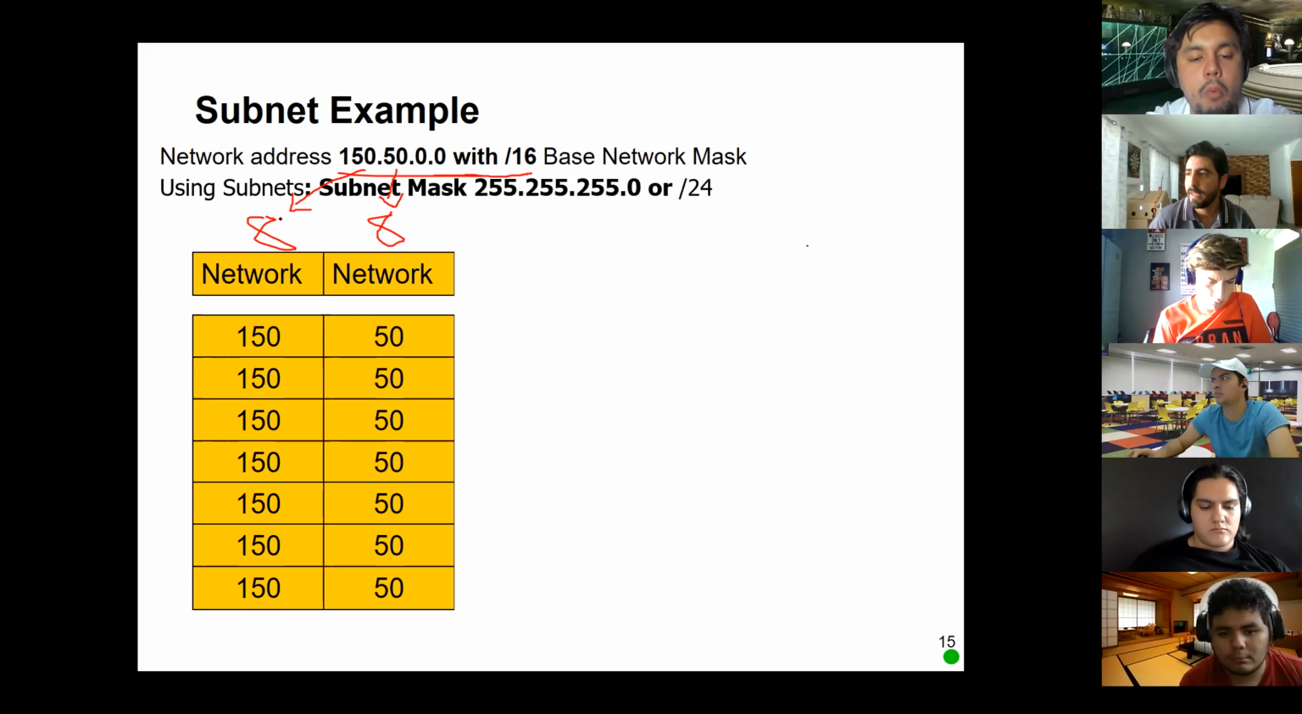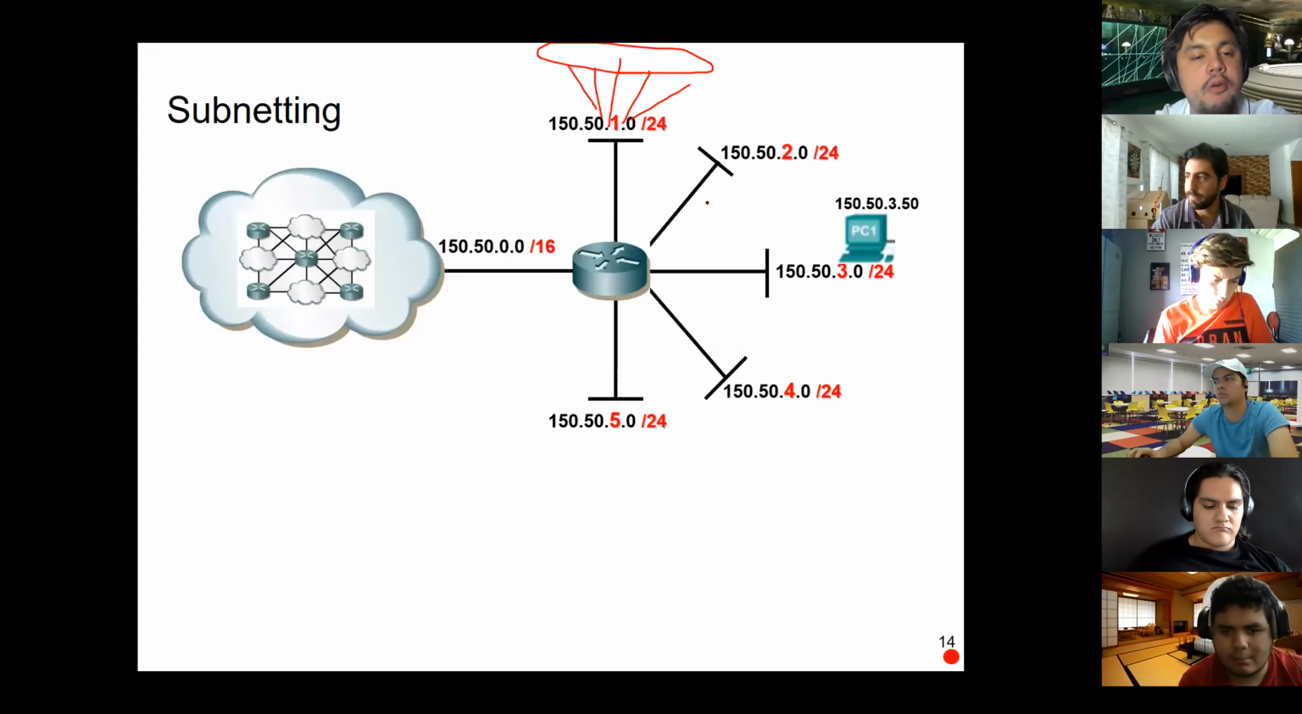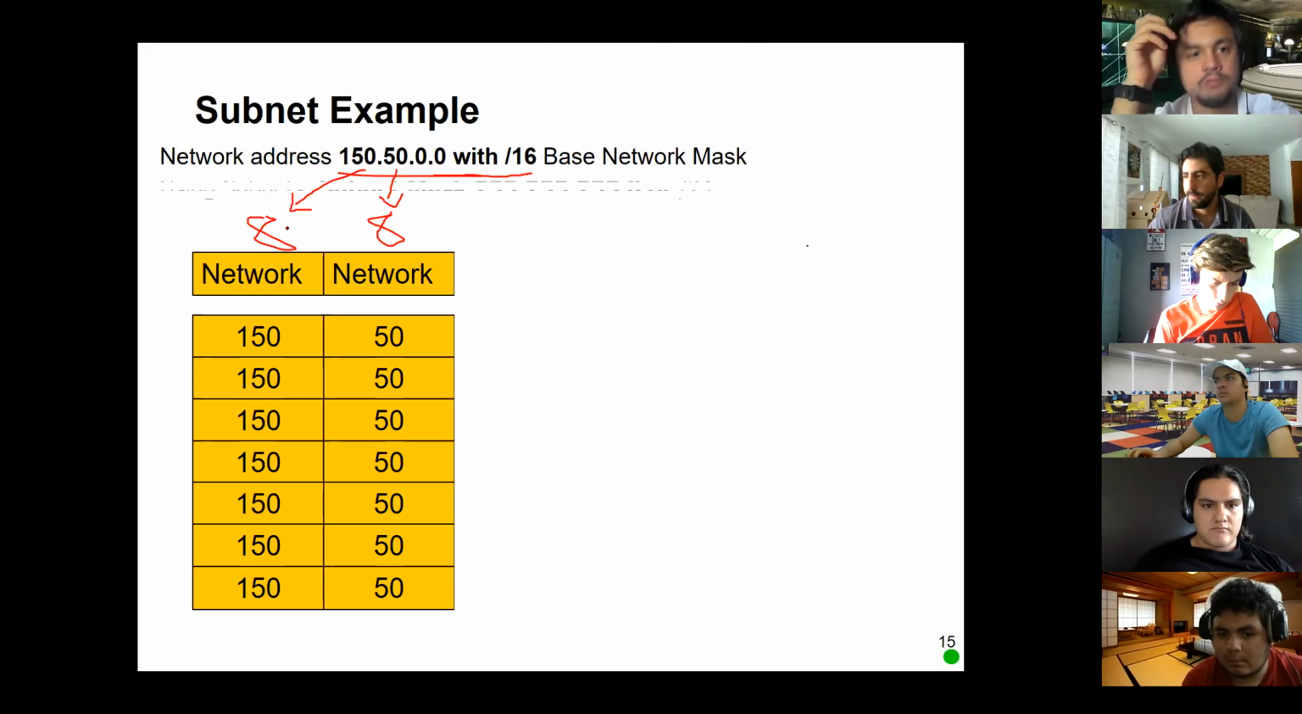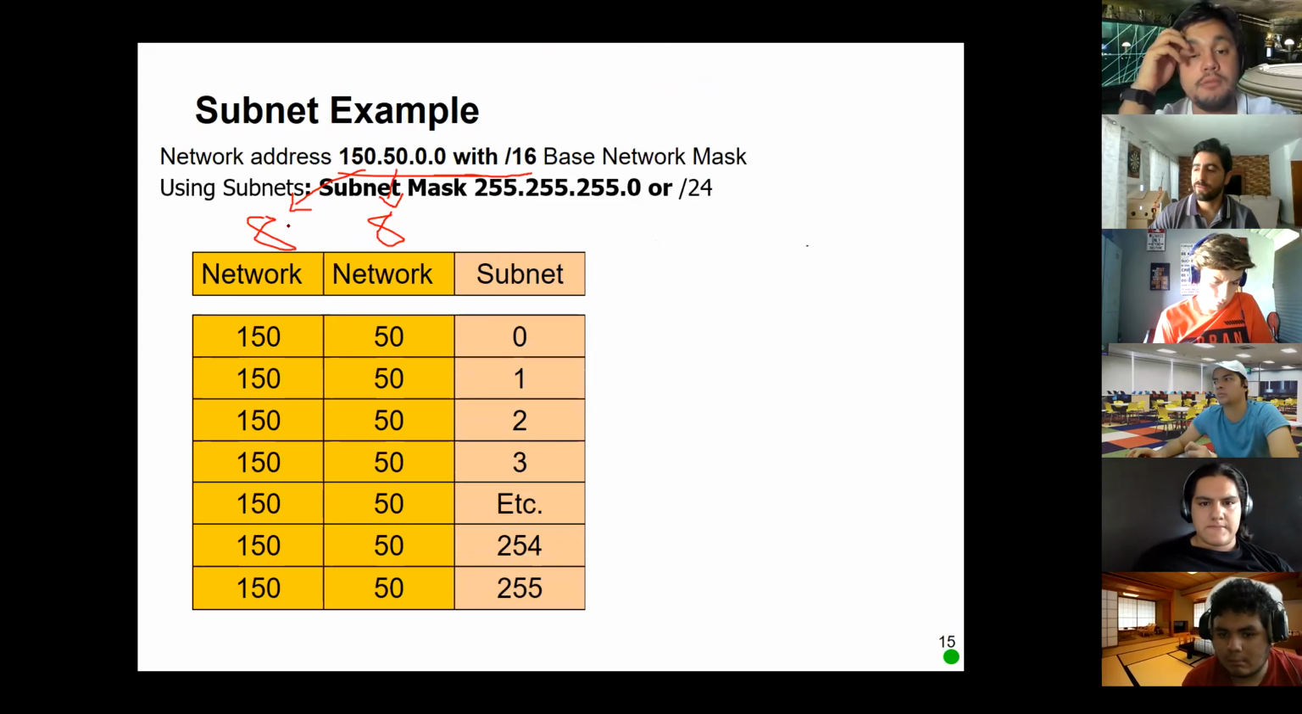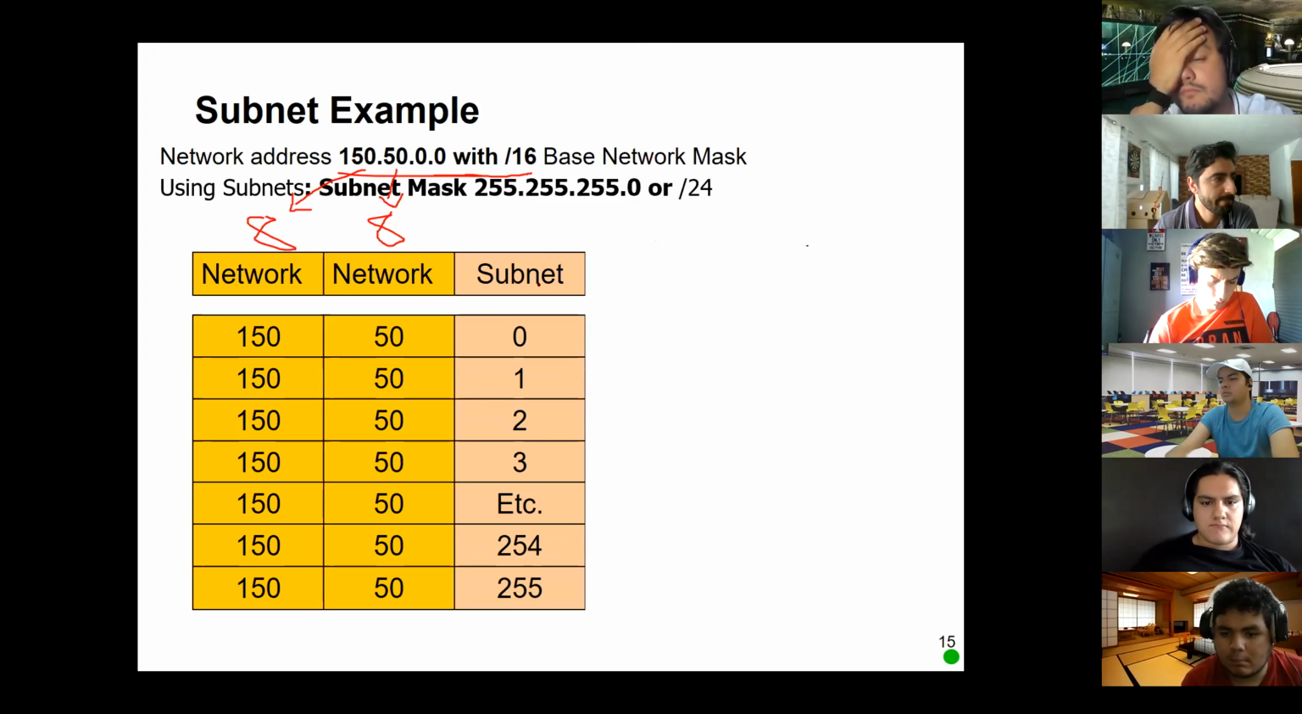Then now we can use subnets of this. The one that I showed you, the 24, the previous example. Here you can see the subnet mask that we are using is 24, to have different networks. So now this is our subnet. We can have all the way from 0 to 255. This is the second byte here.